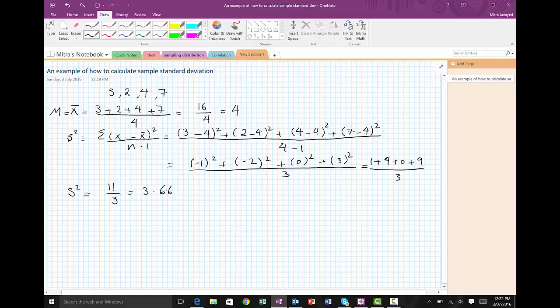That is the variance. Now we have to calculate the standard deviation. The square root of the variance is the standard deviation s. Okay, so now you know how to calculate the sample variance and sample standard deviation for a small set of numbers.